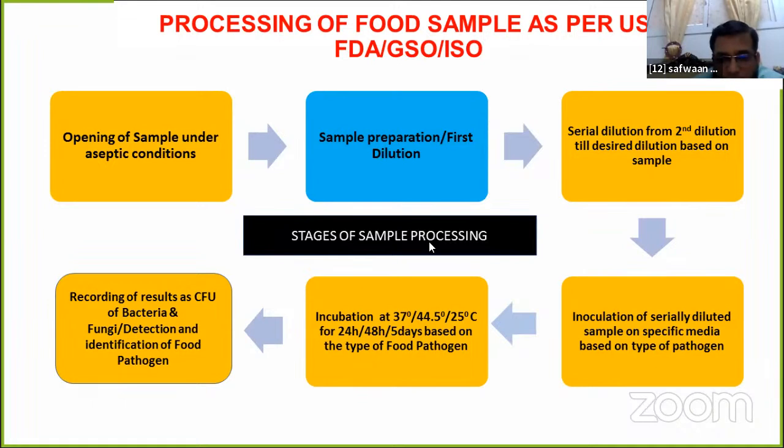So the incubation temperature is different here. You can see I have quoted three temperatures: 37 degrees centigrade for bacteria, 44.5 degrees for thermotolerant coliforms, and also for the enrichment step for some of the pathogens like Salmonella and E. coli O157. And 25 degrees is for yeast and mold. The time of incubation also varies: 24 hours to 48 hours for bacteria, and 5 days for yeast and mold. After we get the count, we should record the results as CFU for fungi and bacterial detection. And for identification of food pathogens, there is another procedure. We have to go for enrichment.